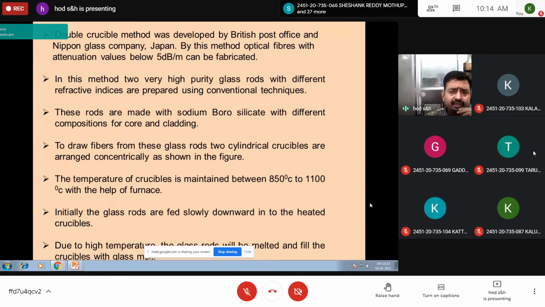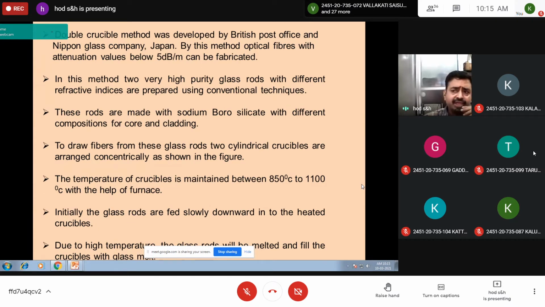In this method, optical fibers with attenuation values below 5 decibel/meter can be fabricated. So the optical power loss is very less. And coming to the construction of the double crucible method, in this method, two very high purity glass rods with different refractive indices are prepared using conventional techniques. Because one should be for core material and the second one should be for cladding material.